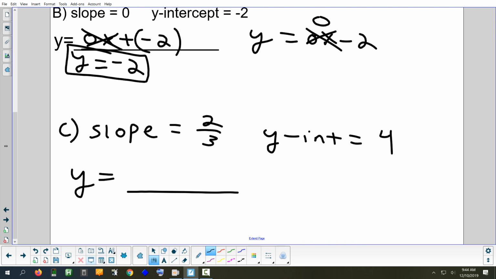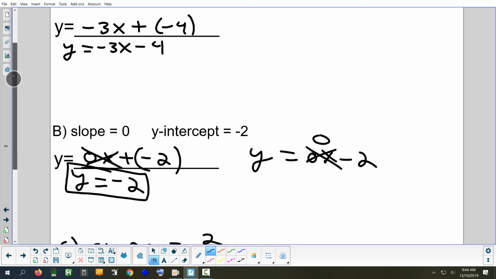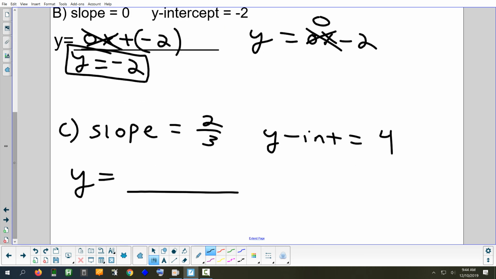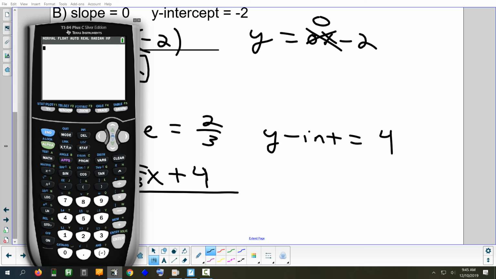I'm just doing one more because we did a negative y-intercept and another negative y-intercept. I want to try a positive. Y equals 2/3 x plus 4. Perfect. That's it. Y equals 2/3 x plus 4. And now, if you were going to graph it, that one would be on a slant.